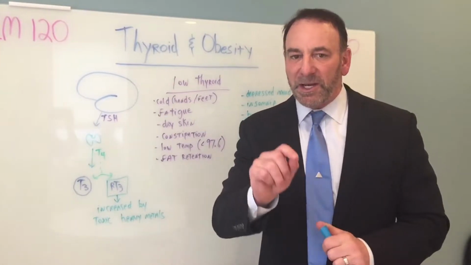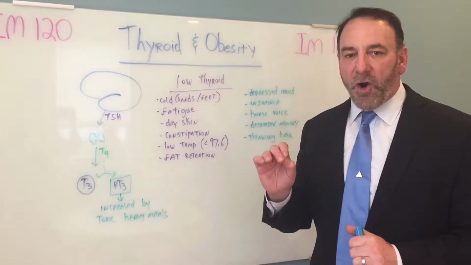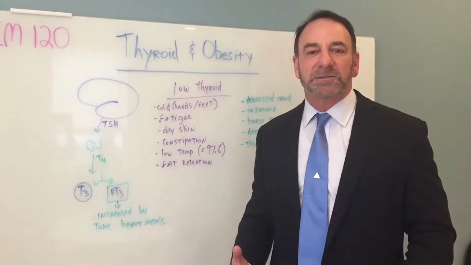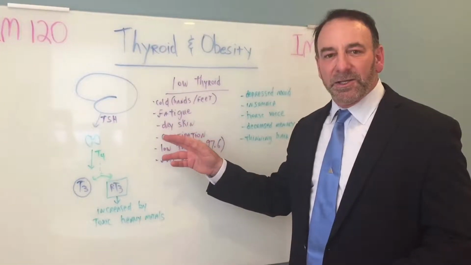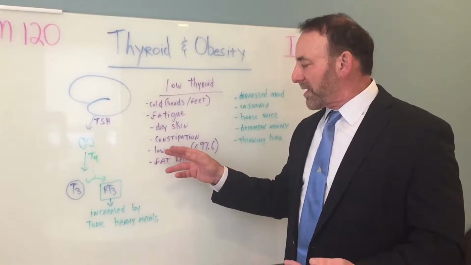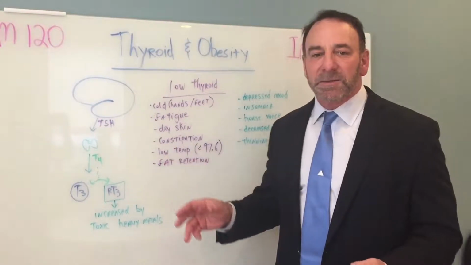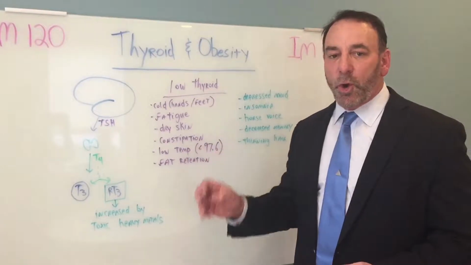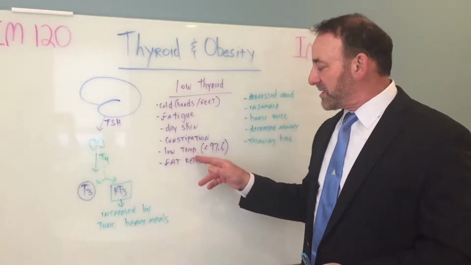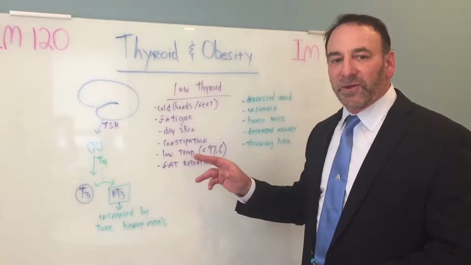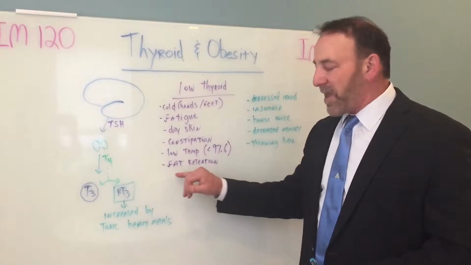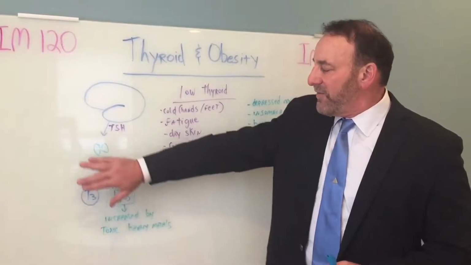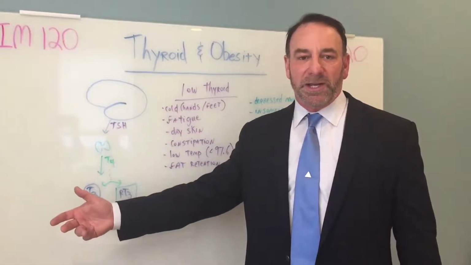And we'll get to the obesity in a moment, but here are some symptoms that are often associated with low thyroid. Cold hands and feet especially, fatigue, dry skin, constipation. And by constipation, if you're not going every day, chalk it up. Low temperature, record your temperature each morning. If it's consistently below 97.6, that's a consideration. And then fat retention. These symptoms can exist even if you have a normal thyroid test.